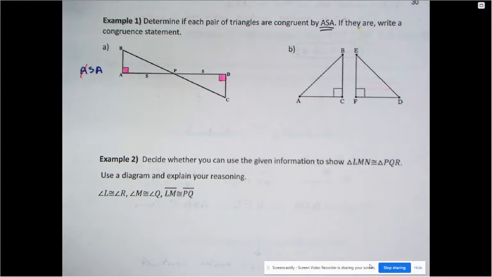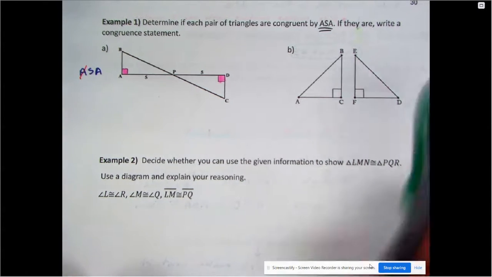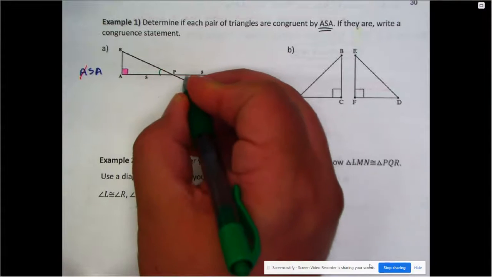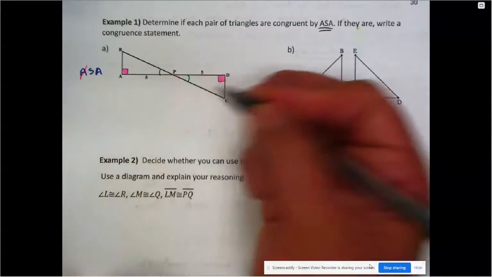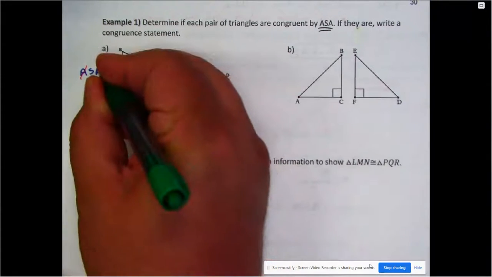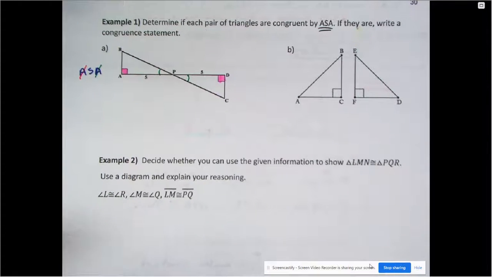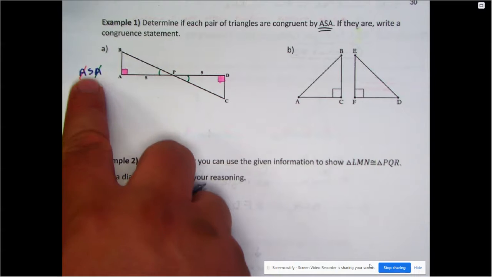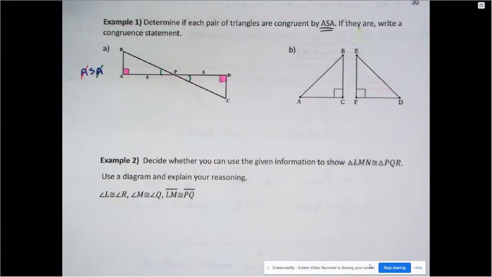Now, technically there is another angle. Remember, there's an angle that should automatically be marked at all times, and that is vertical angles. Look at that. These angles are always equal to each other because of the concept of vertical angles. Hey, that's two angles so far. That's great. Almost there. We just have to show that the side, and not just any side, the side in the middle is equal to each other.